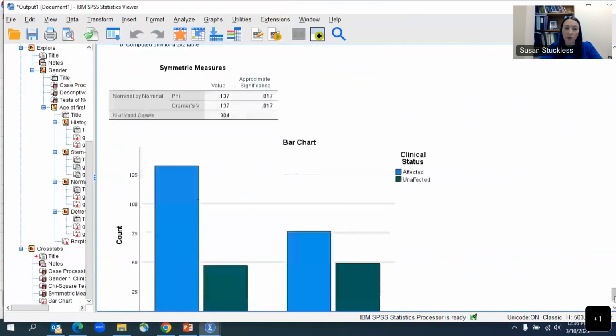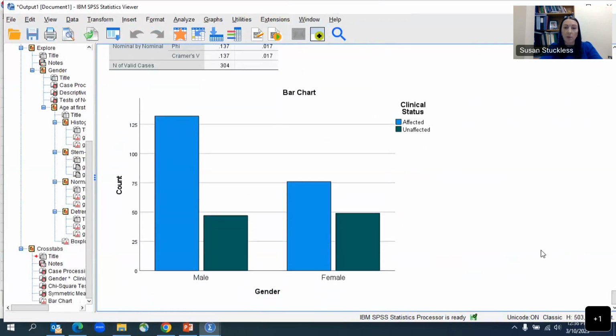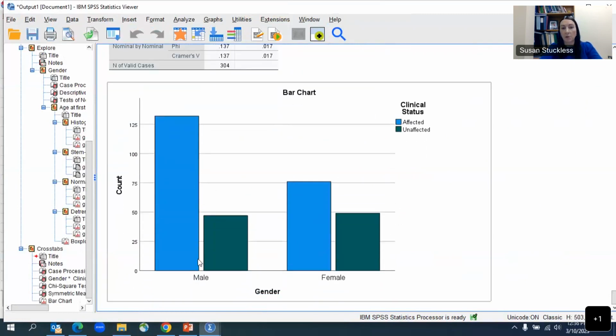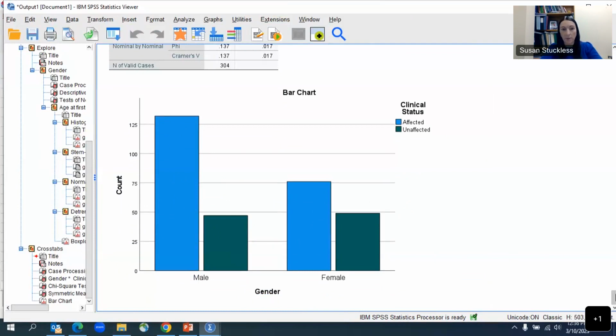I'm just going to scroll right down to the bar chart. So right now, this is what it looks like. For the males, the blue is the affected, and the teal is the number of unaffected. So just by eyeballing, it would look like there are more males affected. Now we just want to know if that difference is statistically significant.